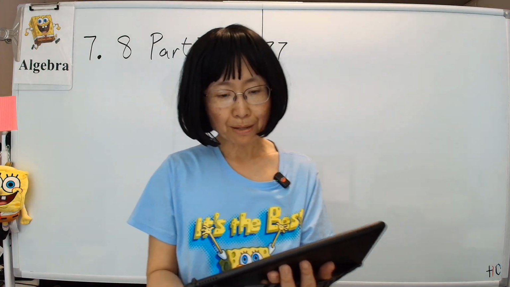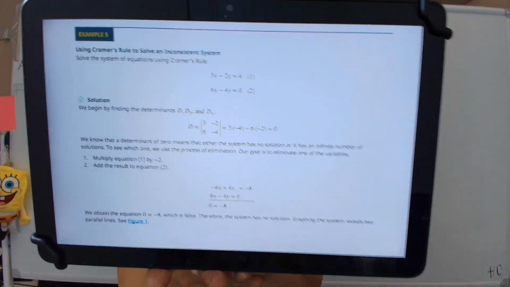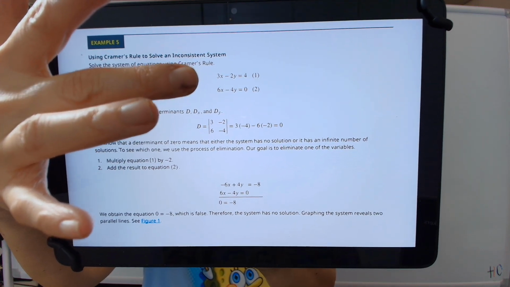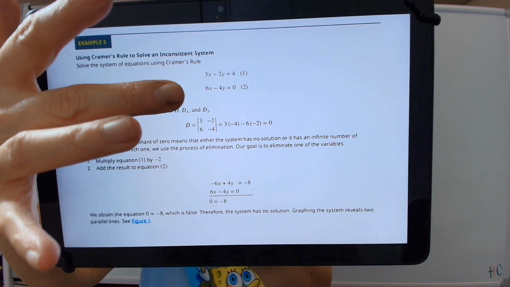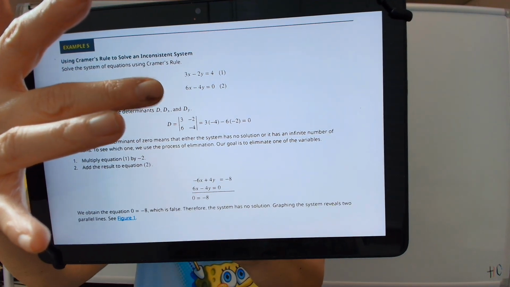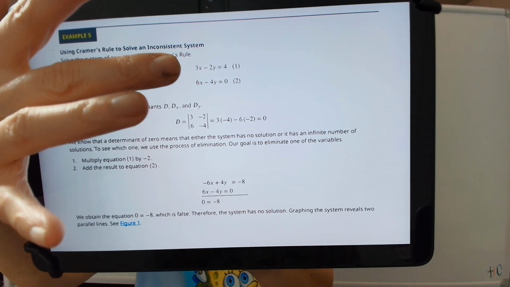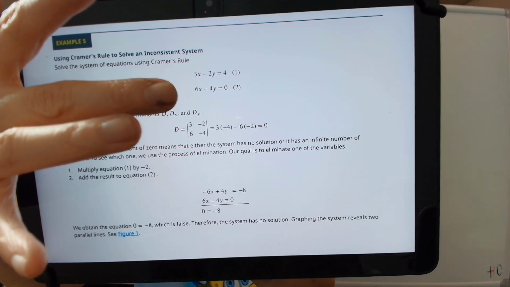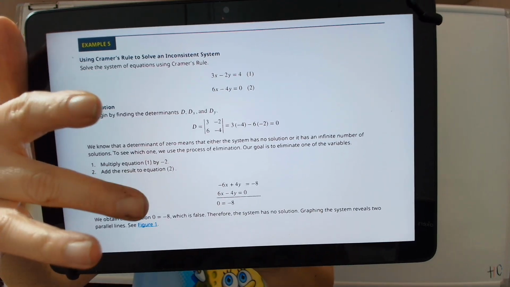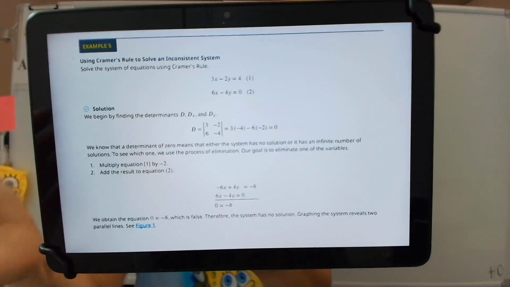Next, let's look at example 5. Example 5 is a short little example that I would like you to do yourself. You notice there's a 3x minus 2y and then 6x minus 4y. Basically, this is twice of that, and then twice of that, but it equals a different thing. That is, if 3x minus 2y is 4, then 6x minus 4y had better be 8. But it's not, which means there is no solution to this. It's not possible. So please go through this example yourself.